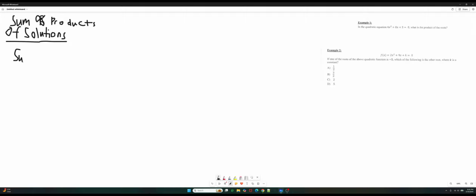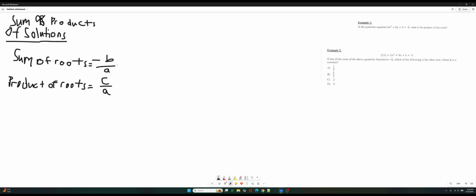So for the sum of roots, it is going to equal negative b over a. For the product of roots, it is going to equal c divided by a. That's all you have to remember. If you just remember these two things, you could solve any question that asks you for the sum and product of solutions. So now let's look at this practice question.